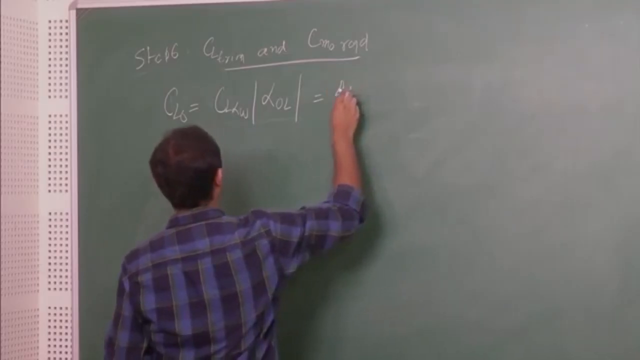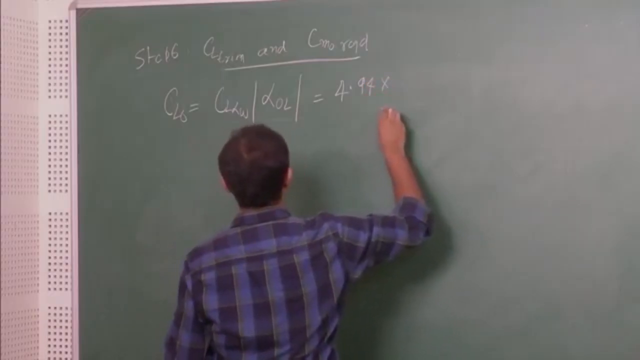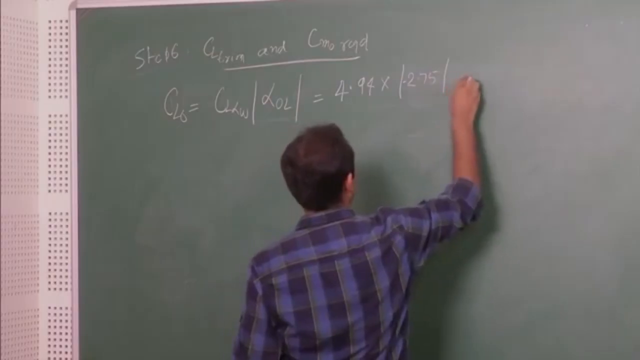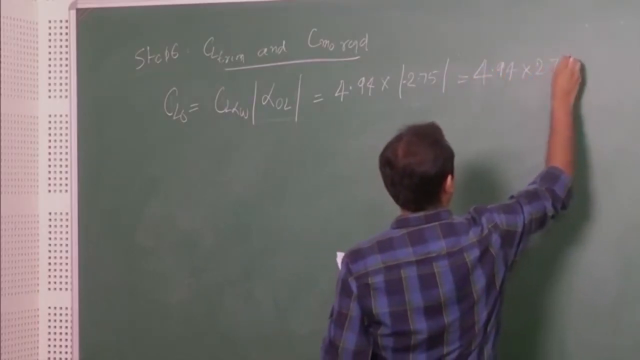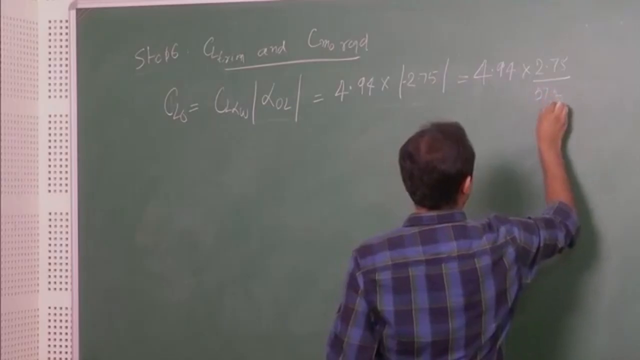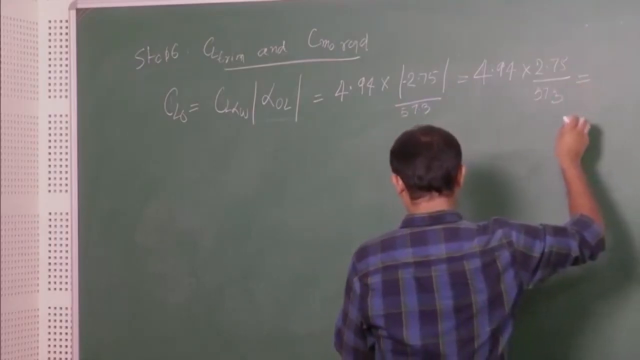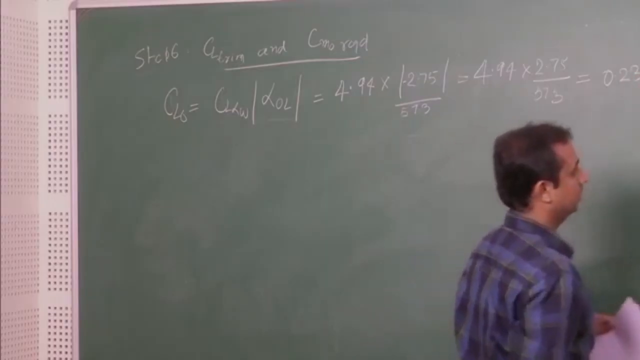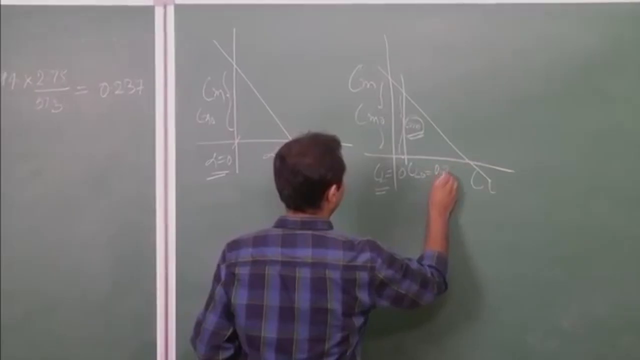For E197, Cl alpha of wing was 4.94, into alpha at zero lift, which was minus 2.75. We have taken the modulus, so it will be 4.94 into 2.75. This is in degrees, so we have to convert it into radians. So I will divide it by 57.3, which will give me Cl naught as 0.237. So I have to calculate what my required Cm naught will be at Cl equals 0.237.